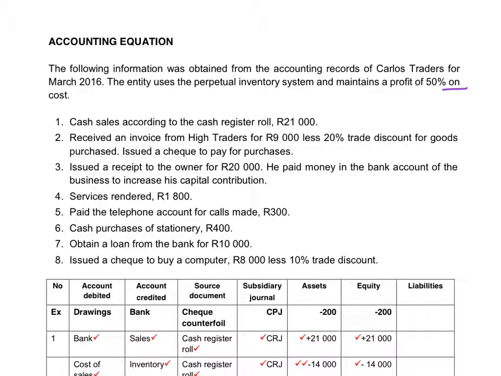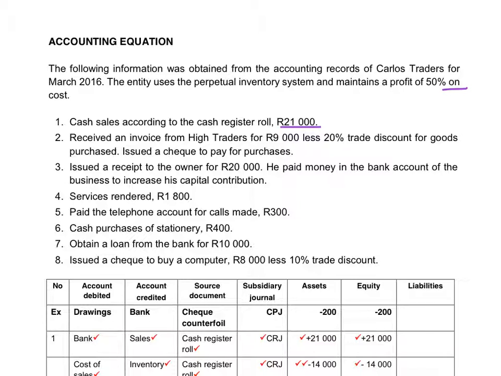Cash sales according to cash register roll, 21,000. As soon as goods are sold, whether it's sold for cash or on credit, or debtors return goods, for those three transactions you will have two double entries for every transaction. A double entry at sales price and a double entry at cost price.